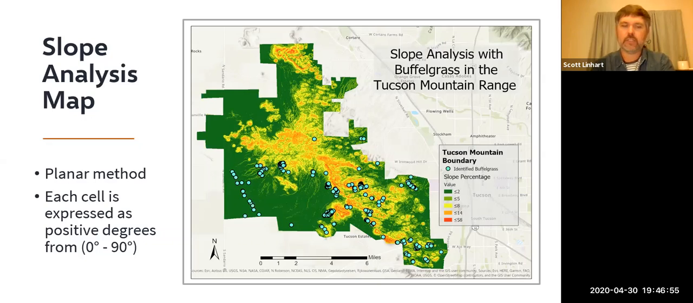The way slope analysis worked is that it calculates the maximum rate of change in values from one cell to its neighbors. We used the planar method, which calculated the slopes using a 2D projection. And then the output values were measured in degrees, ranging from 0 degrees to 90 degrees.